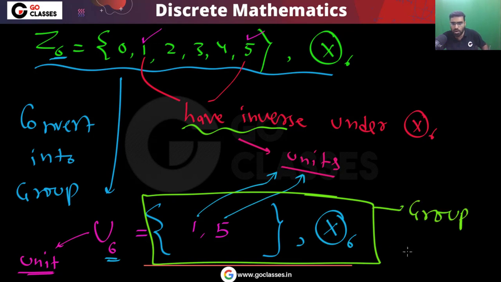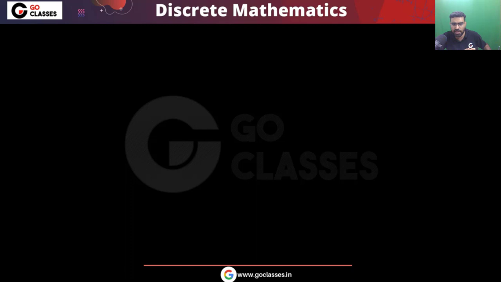Now there is no problem. We also have the inverse property. 1 inverse is 1 and 5 inverse is 5. I hope this point is clear. Now let's move on. We will take more examples. Don't worry, a lot of examples we are going to take.